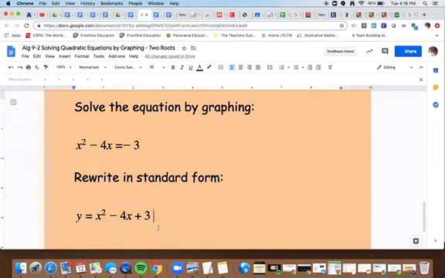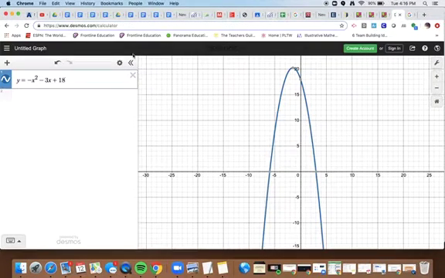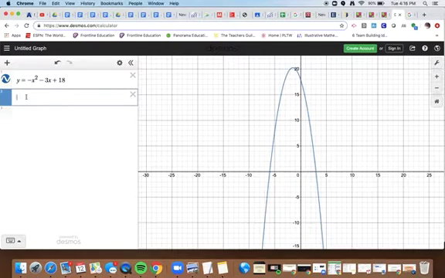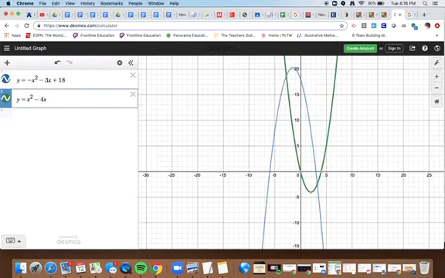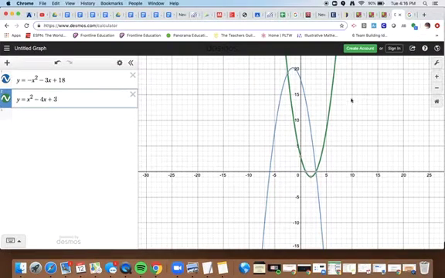Once we have this as a function, you can plug it into a graphing calculator, you can plug it into Desmos, or you can graph it by hand, but I think Desmos is a lot more accurate. So y equals x squared minus 4x plus 3. Once we do that, you should see that your y-intercept is 3, and it is.